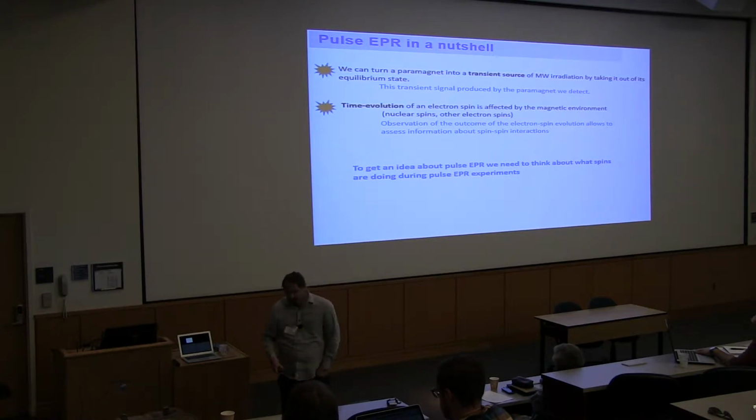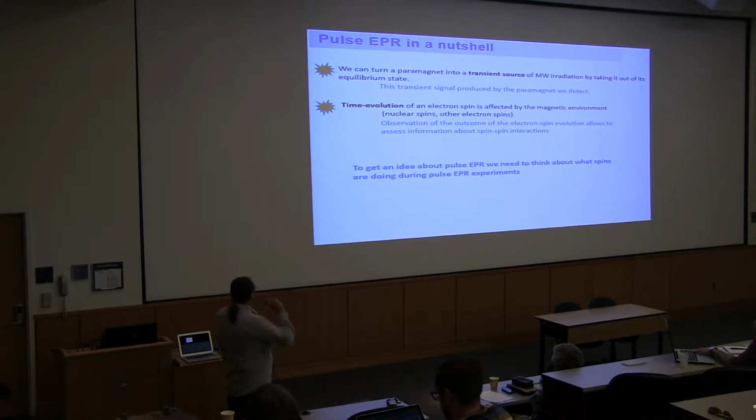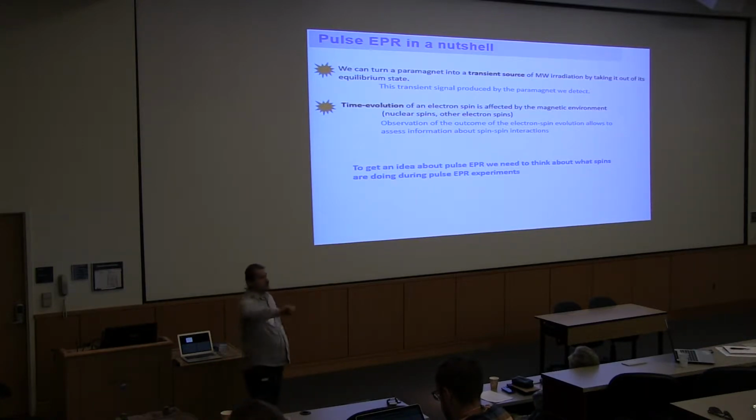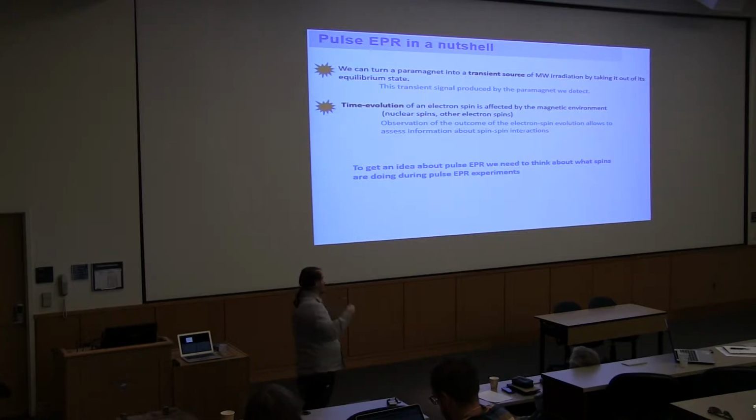So the basic principle is the following. We can turn our paramagnet into a transient source of microwave radiation. If we turn it out of equilibrium, then the time evolution of this out-of-equilibrium system will be perturbed by the presence of other magnetic spins around, nuclear spins and other electronic spins. And by observing the outcome of this electron spin evolution, we can access information about spin-spin interactions.